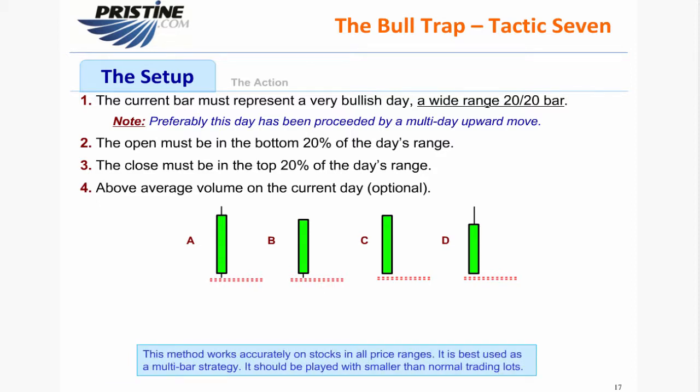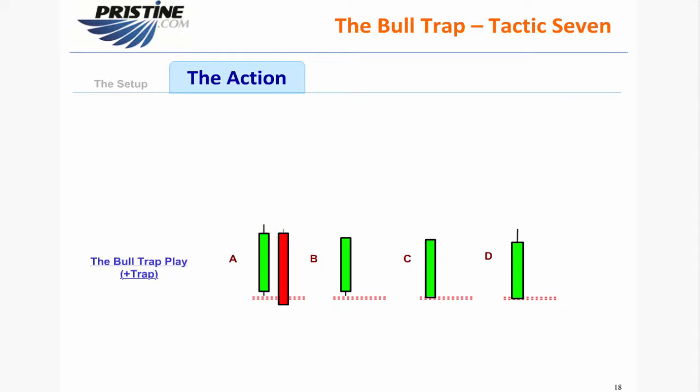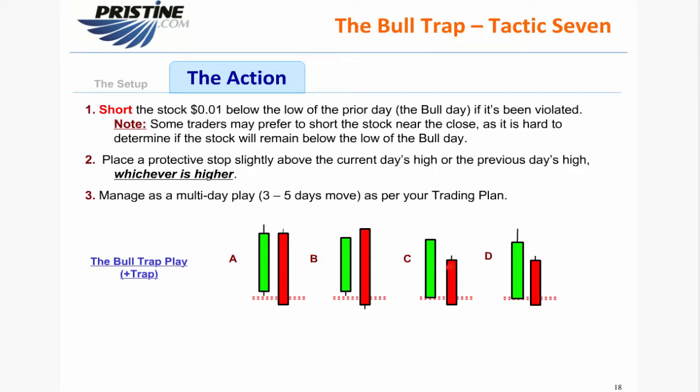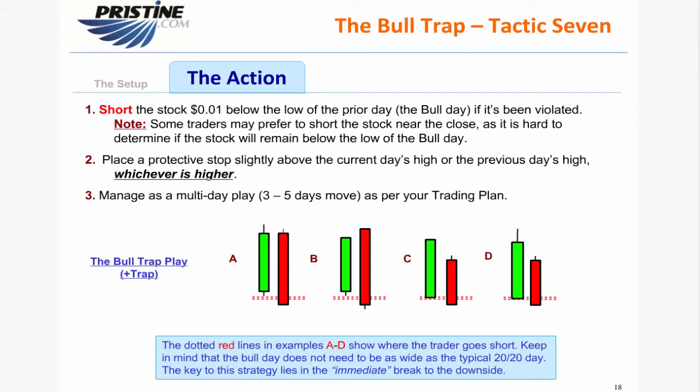And what we're looking for, what happens on the very next day, is that we open neutral and trade completely down, or maybe even we get a gap down and then trade below the low of the prior day, the bullish day. So this takes some time to unfold, but it is a bull trap that you can then look to short under the low of the bullish candle. And your stop will be above either the current day's high or the prior day's high, whichever is higher.